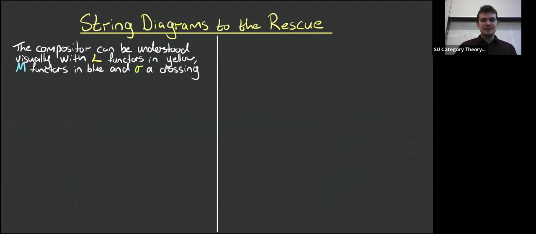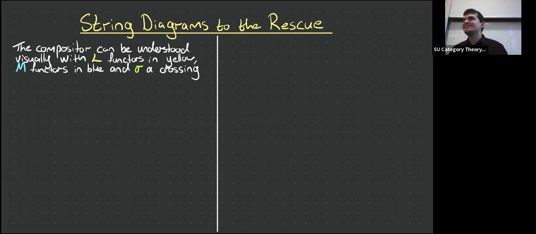We can actually understand this result a bit better by using string diagrams, looking at what these things are saying. So the compositor can be understood visually. We're going to now draw the L functors in yellow. The M functors are going to be in blue.